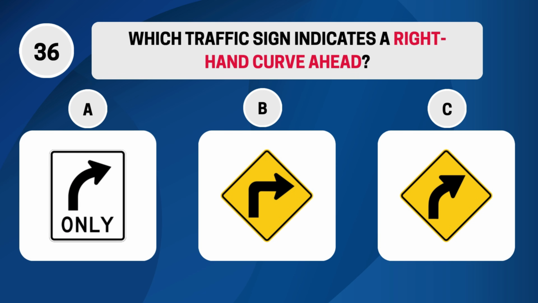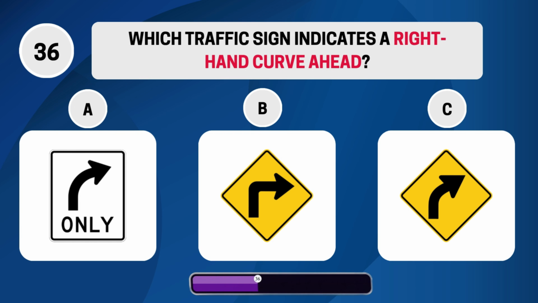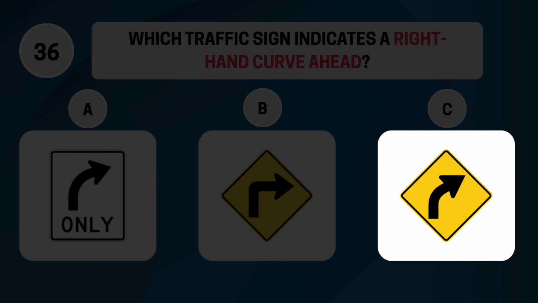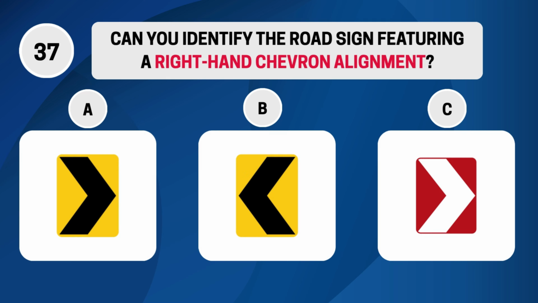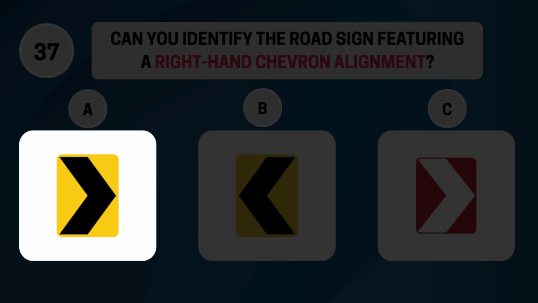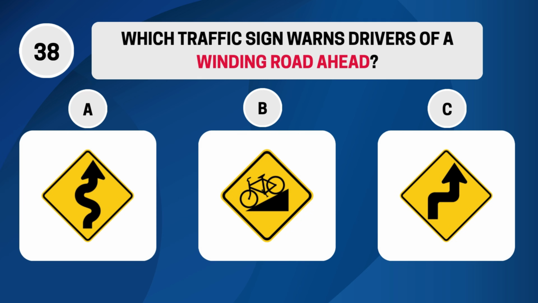Which traffic sign indicates a right-hand curve ahead? Can you identify the road sign featuring a right-hand chevron alignment? Which traffic sign warns drivers of a winding road ahead?